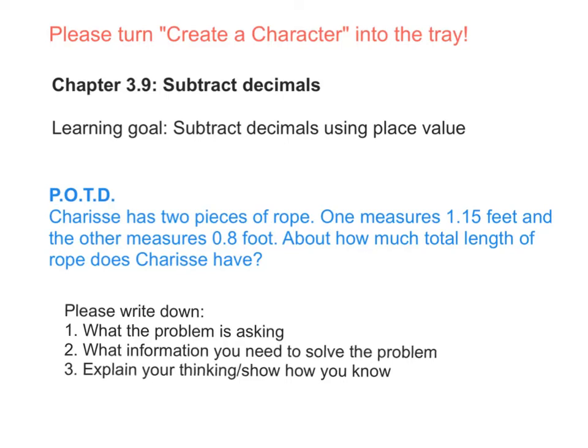Today is chapter 3.9, which is kind of like the follow-up to yesterday, right? Yesterday we learned to add decimals using place value. And of course today we are going to learn how to subtract decimals using place value. Just like we talked about yesterday, we've learned how to use modeling and base 10 blocks to help us add and subtract. So today we're just thinking about how we can use what we know about place value to subtract decimals.